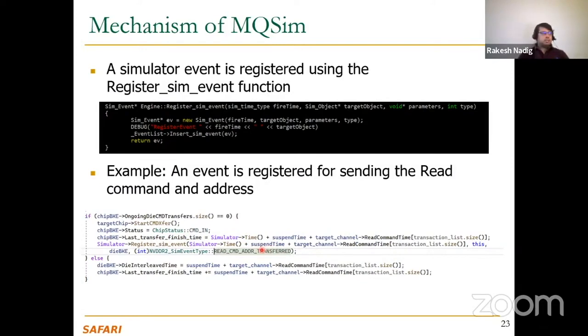So this gives an idea of what the key functions are that need to be invoked in the MQSim, how we initialize this engine, how we start the simulation, and how we register an event. So tomorrow, if we are adding a new component into the MQSim, we need to stick to these interfaces, and then use this register sim event to add an event.